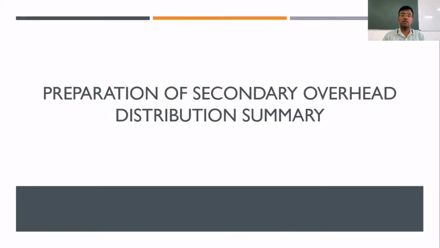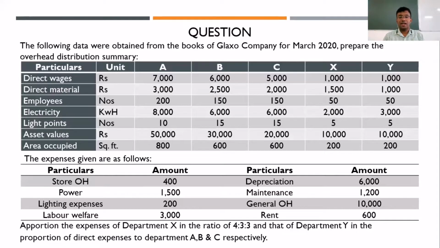So in that line, let us look at a question, and the question goes like this. The following data has been obtained from the books of Glaxo Company Limited. Prepare the overhead distribution summary, and then we have the details which have been given to us. The details of the expenses of the company have been given to us, such as direct wages, direct material, employees. So they have given us all the background information that is needed for us to reapportion the cost.